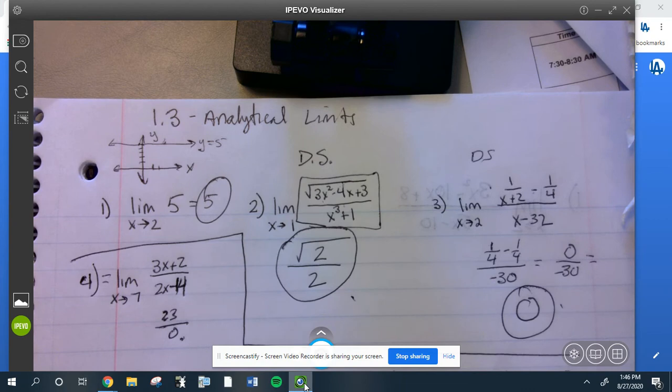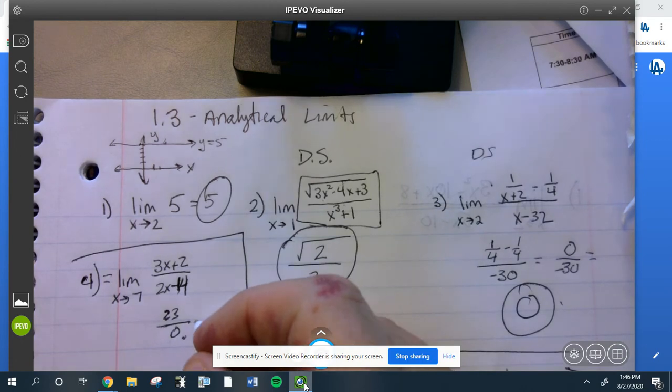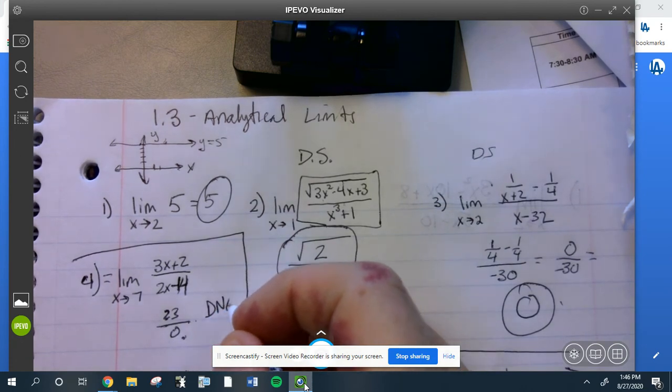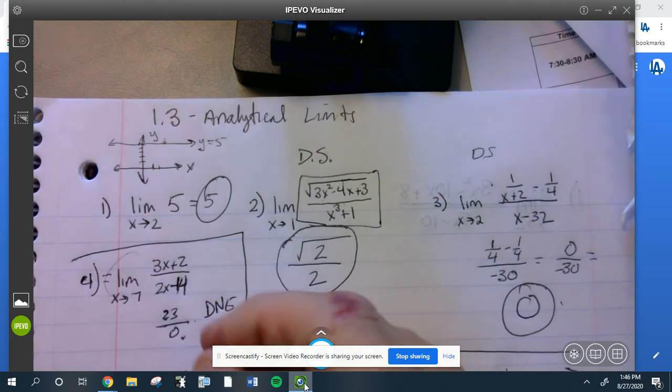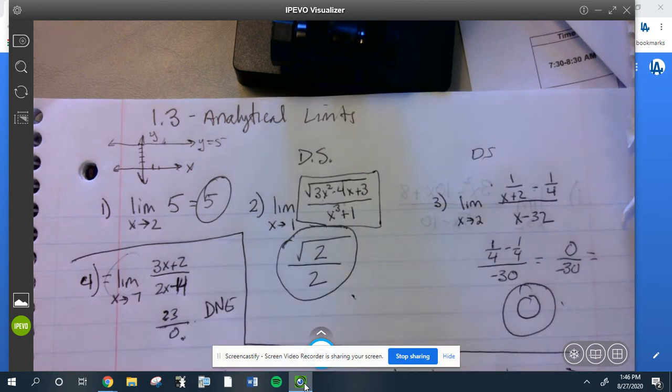Now, as far as the limit goes, there are 2 reasons why limits tend not to exist. One reason is a vertical asymptote. And remember, a vertical asymptote happens at values of x where the denominator goes to 0, but the numerator does not. That's what this is. So we can say right now the limit does not exist because of a vertical asymptote.